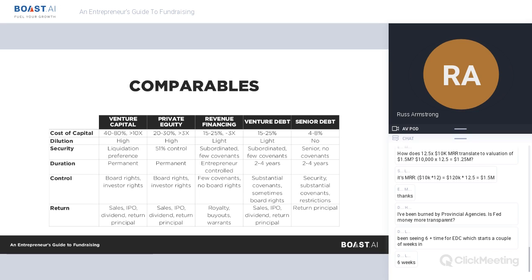Revenue financing is around 15 to 25% as your cost of capital, with a 3 times payback. Then you'll see venture debt is similar to that at 15 to 25%, and then senior debt or secured debt from the banks is at 4 to 8%.